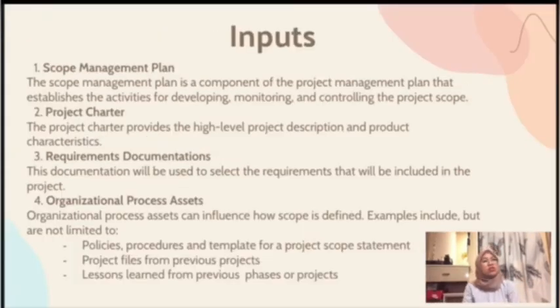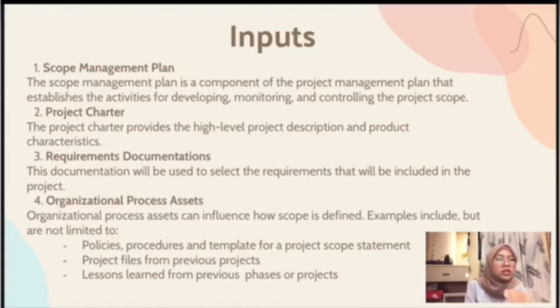So we can go through the inputs of define scope. As I said before, there are four main things in inputs of define scope. There are scope management plan, project charter, requirement documentation, and also organizational process assets. Okay, the scope management plan is a component of the project's management plan that establishes the activities for developing, monitoring, and controlling the project scope.